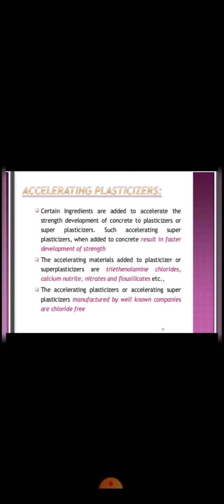The accelerating materials added to plasticizers or superplasticizers are triethanolamine, chlorides, calcium nitrites, nitrates, and fluosilicates, etc. The accelerating plasticizers or accelerating superplasticizers manufactured by well-known companies are chloride-free.